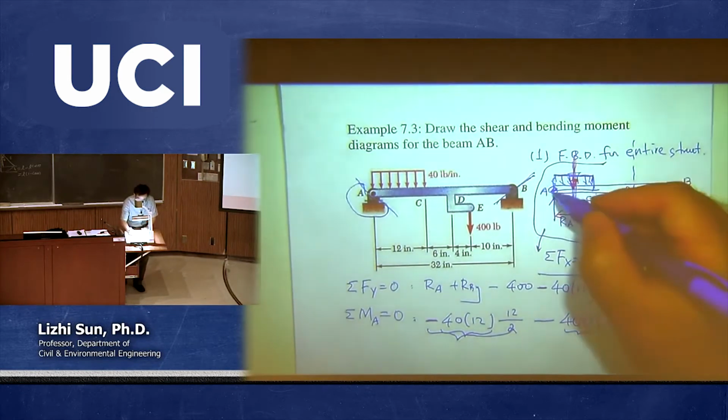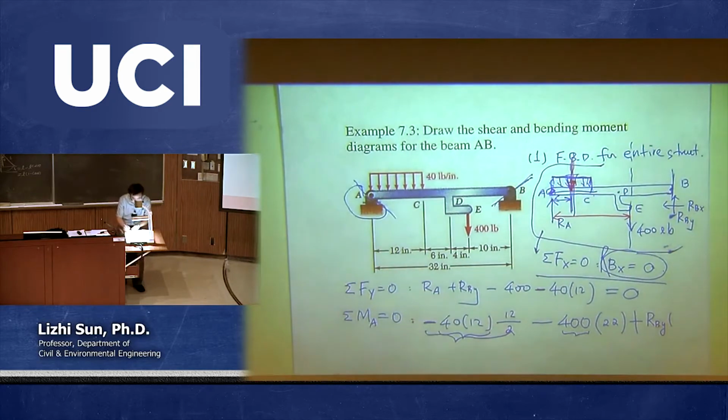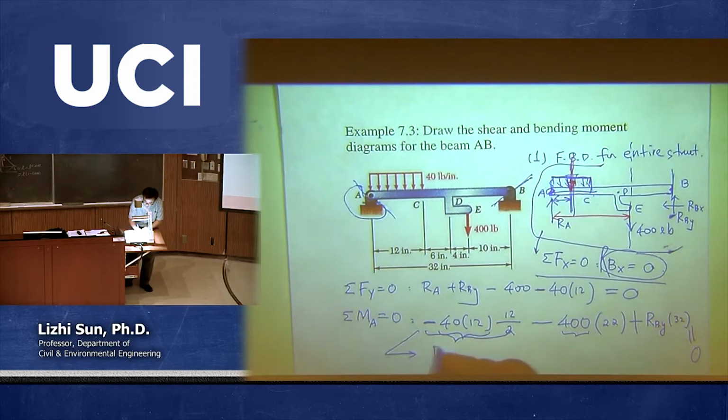Now what's the shorter distance? From A to B. From A to B is 32. Okay, then that's it. Let's go 0. Okay, so from this third equation, there's only one unknown involved, which is called RBY. So immediately from this third equation, you get RBY equal to something. So let me just write down the answer for you. So RBY equal to 365.